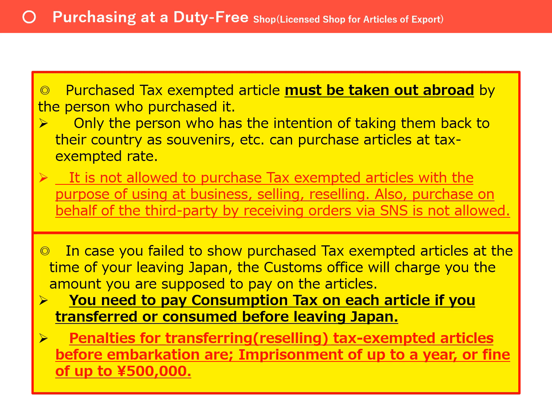Articles you purchased at duty-free shops must be taken out abroad by yourself. Consumption tax exempted articles are sold to tourists as souvenirs of Japan. Business purpose, selling purpose, reselling purpose, as well as any purchase on behalf of a third person is strictly prohibited. If you fail to show purchased consumption tax exempted articles at the time of leaving Japan, the customs office will charge you the amount you are obliged to pay. Please note that in case you transferred the purchased consumption tax exempted articles before leaving Japan, you will be given a penalty of imprisonment of up to a year, or a fine of up to 500,000 yen.